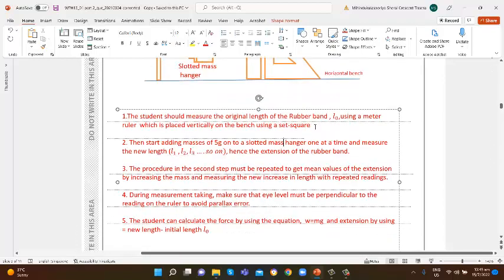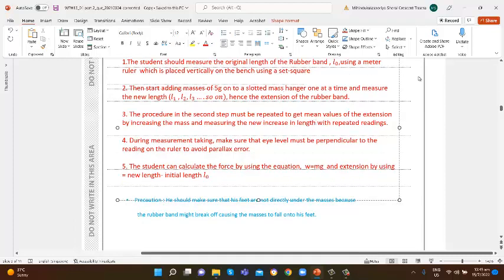Okay, so now sometimes they might ask you to write one precaution. I have given it here. When you are doing this experiment, we have to be very careful about ourselves, right?